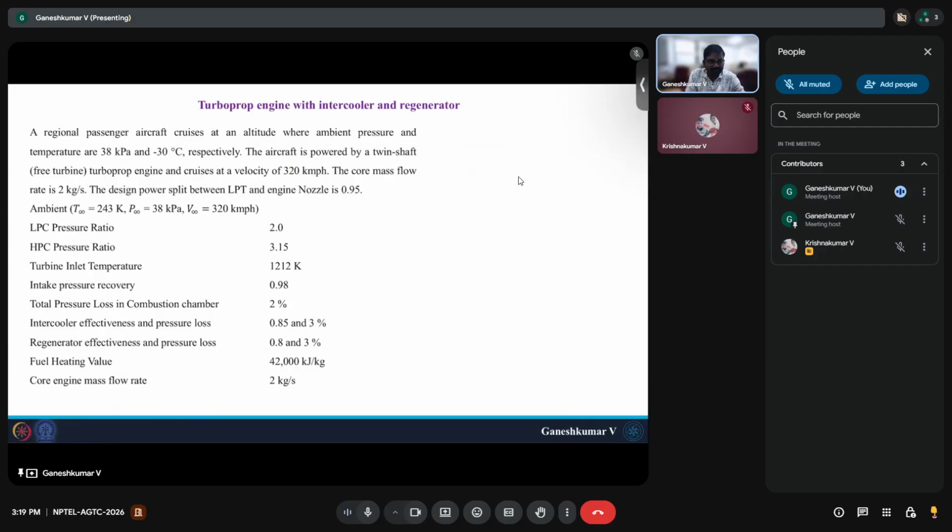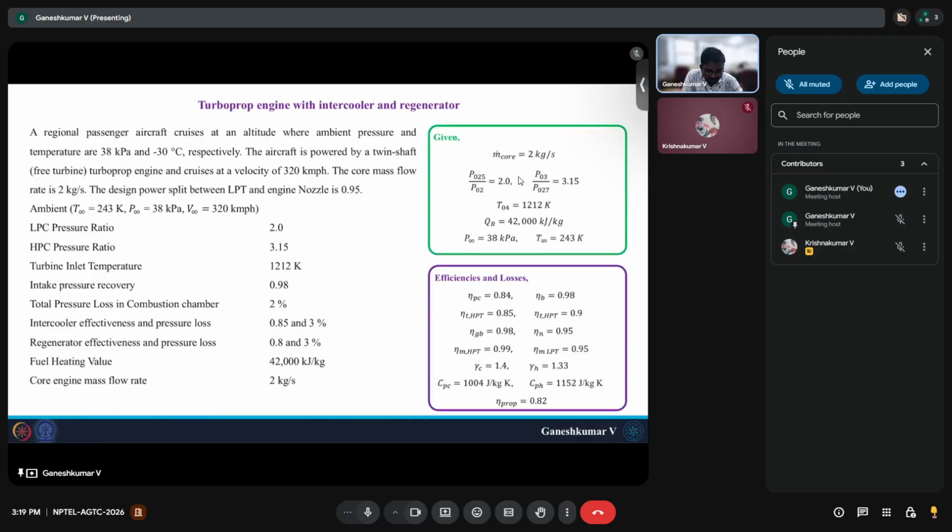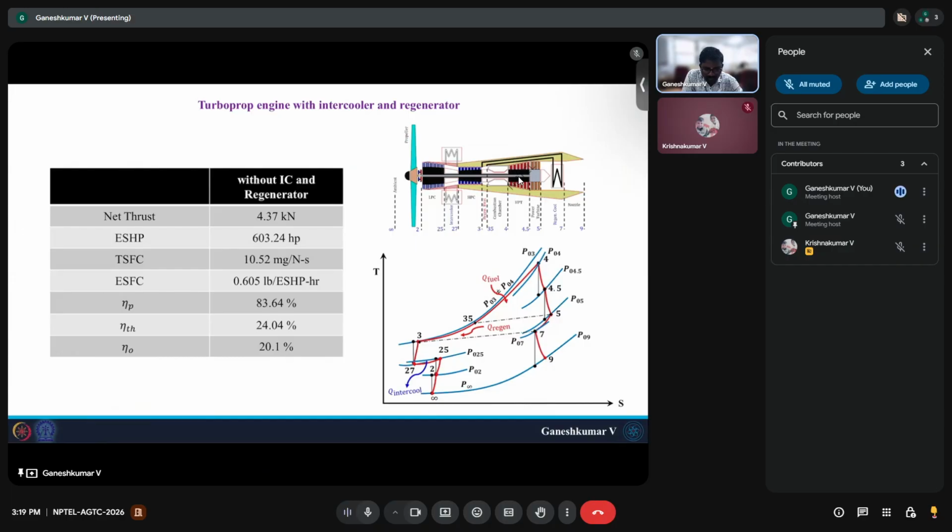You can also use the same numbers and see what their effects are. I'm going to go with a slightly lower number, maybe like poor intercooler and regenerator. How would that perform? Okay. So these are the given values and the efficiencies. Without intercooler and regenerator, these are the numbers that we got.